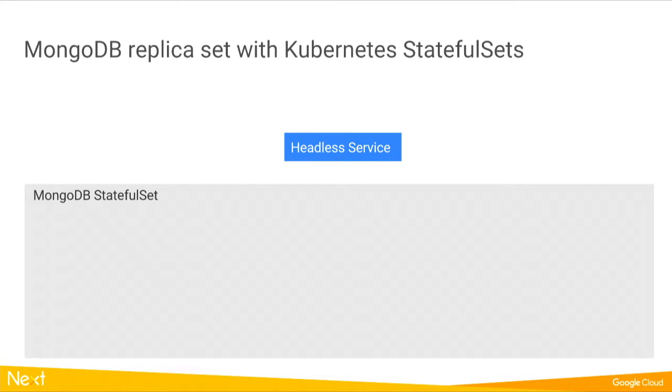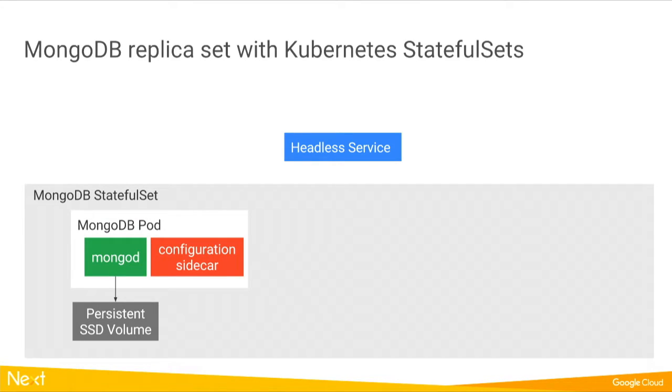So what we have here is our headless service and our MongoDB stateful set. The first thing that happens is if a volume does not exist for that pod, it'll provision a volume for you. Then it'll spin up the pod, and the MongoDB instance will store its data in that volume. And then we say, I want 3 of these, so it does 3 of this for us.